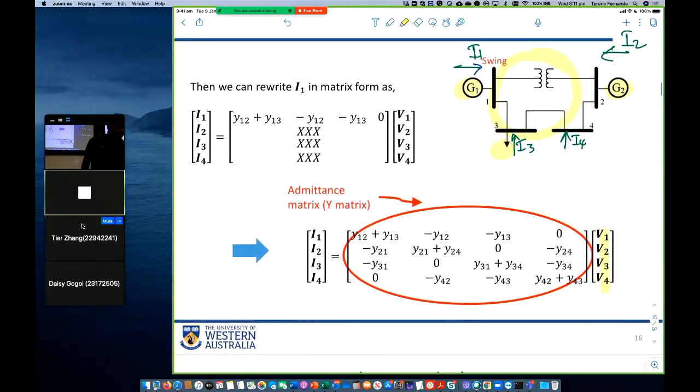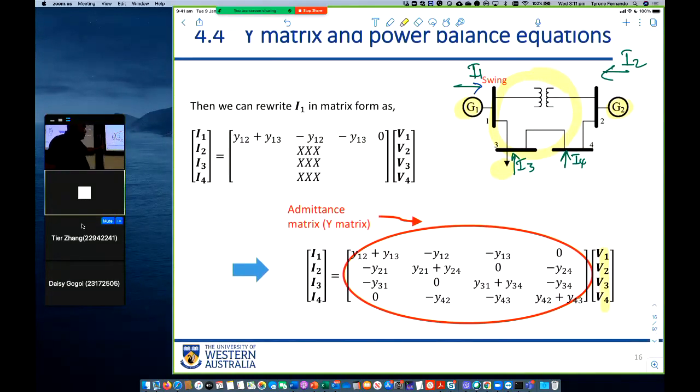All right. So why are we writing this equation in the first place? The current vector equals the admittance matrix times the voltage vector. Why are we doing that? The reason is, remember at the beginning I said that for each of the nodes there are 4 parameters of interest. That is active power injected, reactive power injected, voltage magnitude at the node, and voltage angle at the node. Notice that we didn't talk about current.